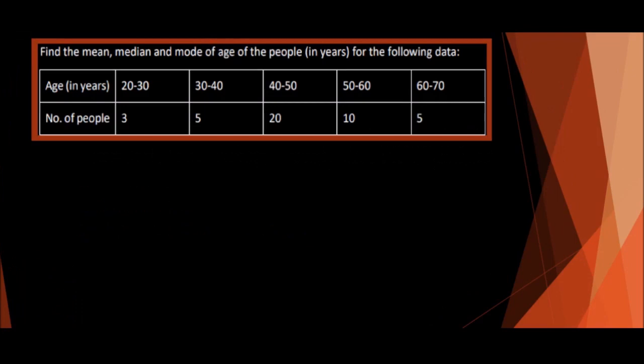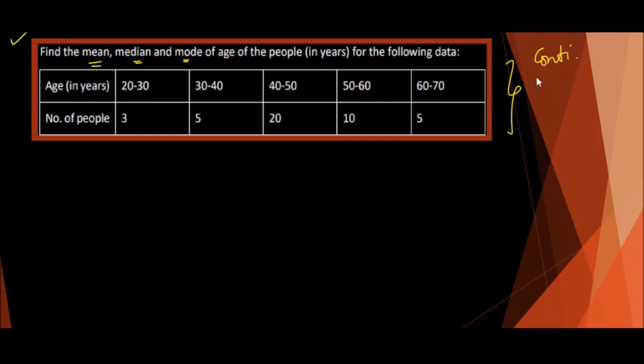Here we have this problem. The question says: find the mean, median, and mode of the age of the people in years for the following data. So a data set is given to you, and they are asking you to find the mean, median, and mode. From this data, it is clearly visible that this is continuous and grouped data: 20 to 30, 30 to 40, 40 to 50, 50 to 60, and 60 to 70.